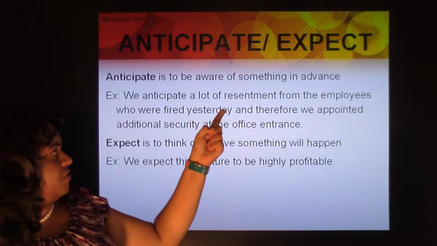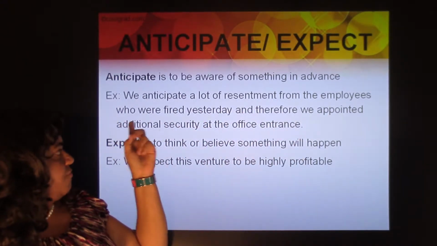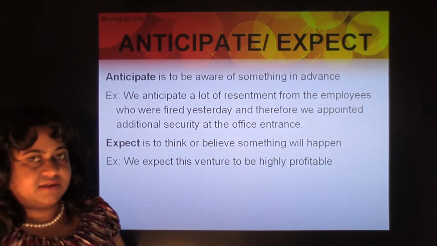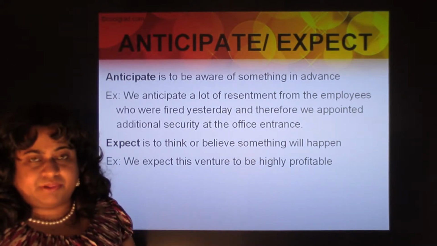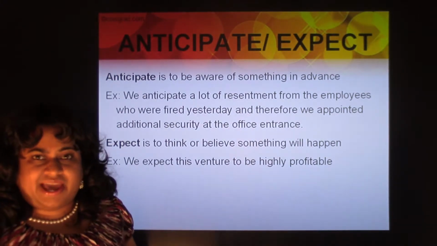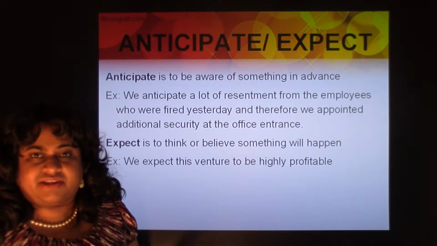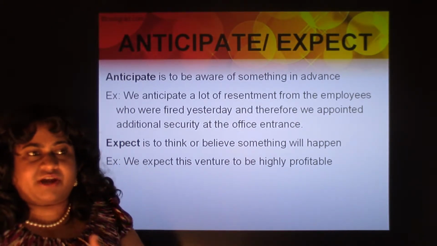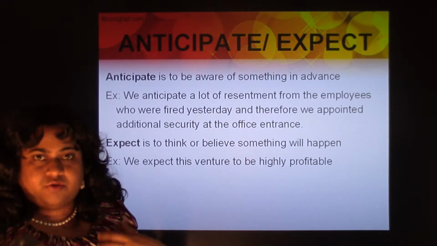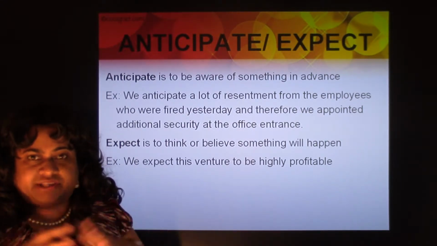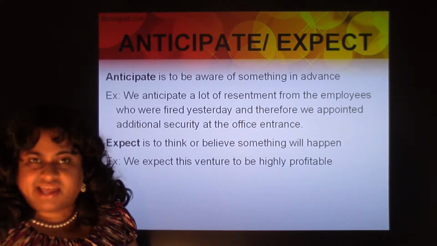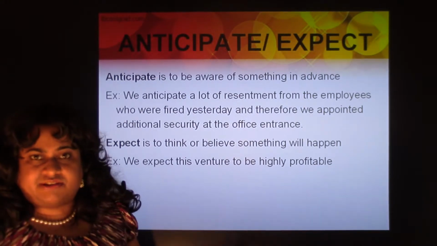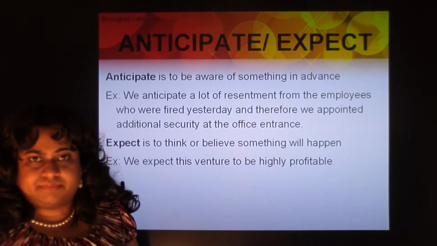We anticipate a lot of resentment from the employees who were fired yesterday, and therefore we appointed additional security at the office entrance. If they fired a bunch of people the previous day, they're going to be angry, and based on historical empirical evidence, we know what such people do. They try to come and throw stones at the office, they try to create a ruckus. So you anticipate trouble and you deploy security guards. For example, when there are elections or religious festivals, the government deploys additional security because they anticipate problems.